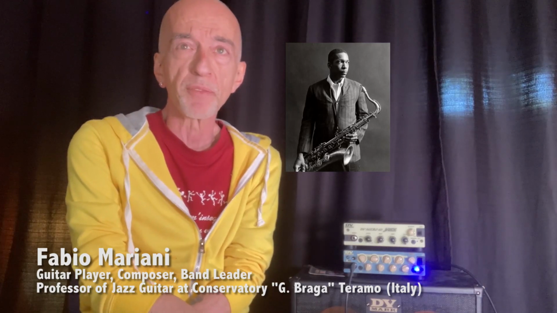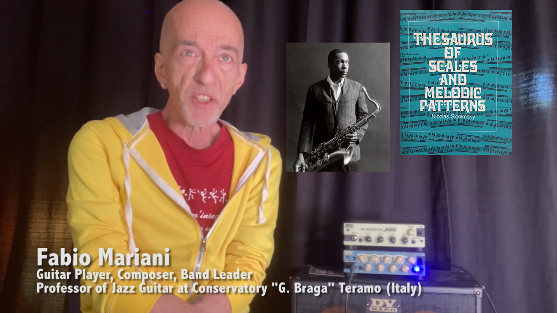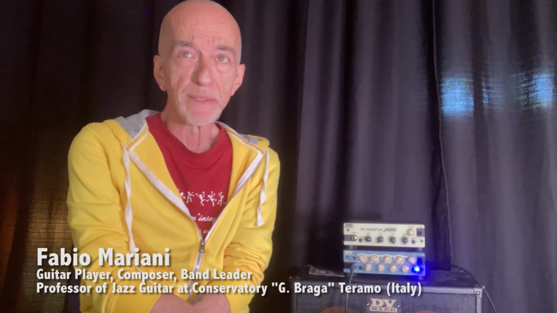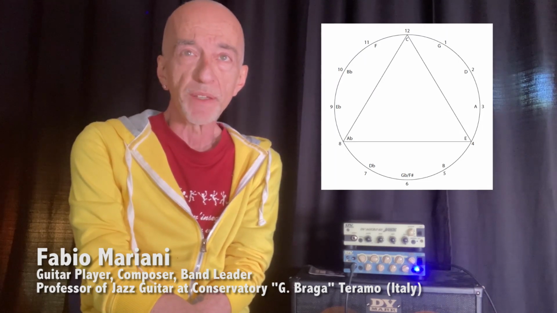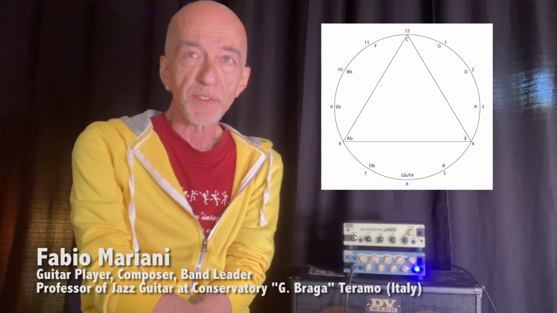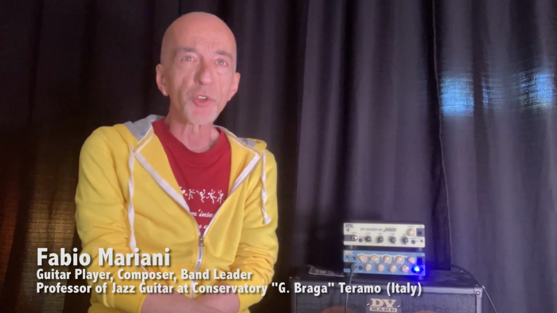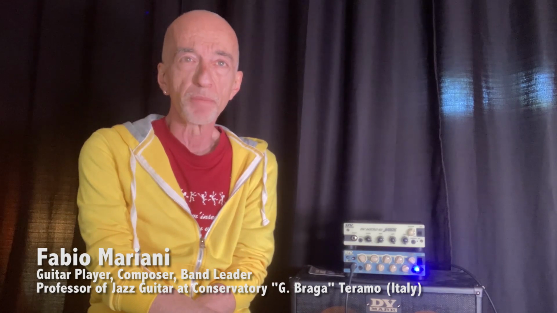John Coltrane studied the famous book Thesaurus of Scales and Melodic Patterns by Slonimsky. From this book he explored the different divisions of the octave, in 2, in 3, in 4, etc. If you divide the octave in 2 parts, we have the tritone, in 3 parts we have the augmented triads, and in 4 parts we have the diminished. Today in this video I show you some possibilities about the division in 4, the diminished principle.